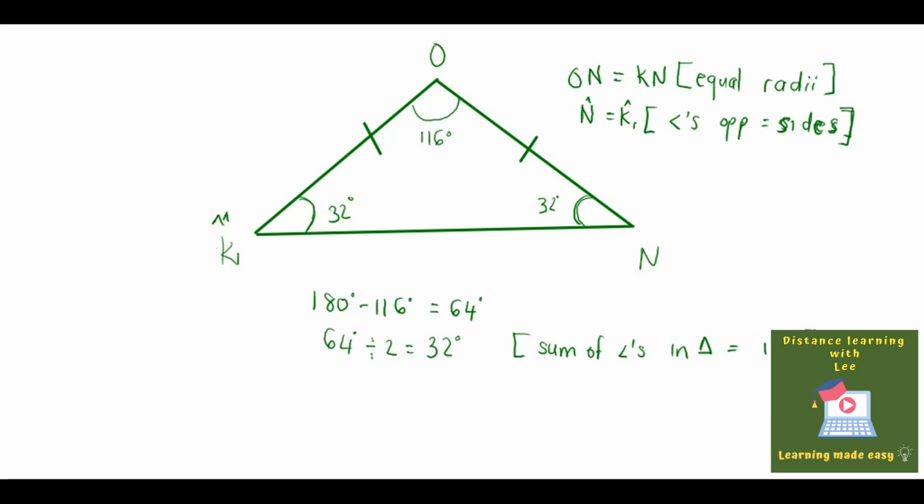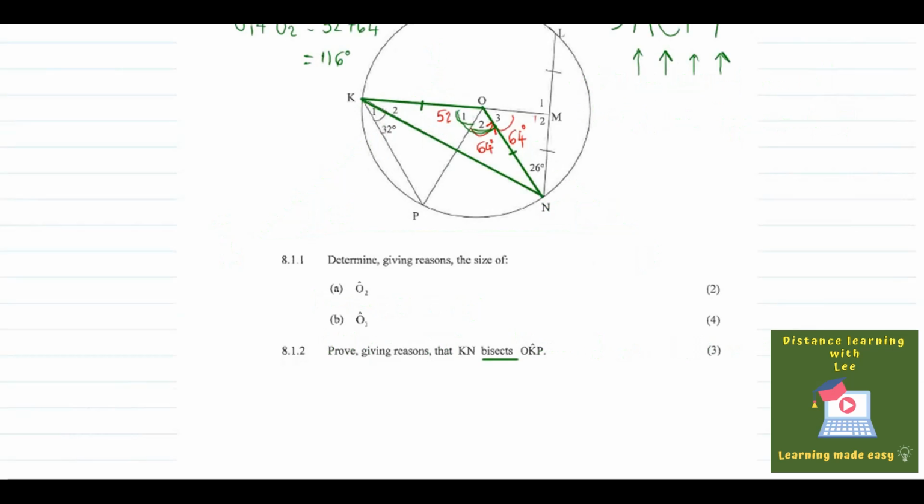Okay, and from there we have proven that our KN bisects angle OKP because we've proven that K1 is equal to K2. Okay, so from here I'm just going to fill in the information. We found that our K2 is equal to 32 degrees and we are done.